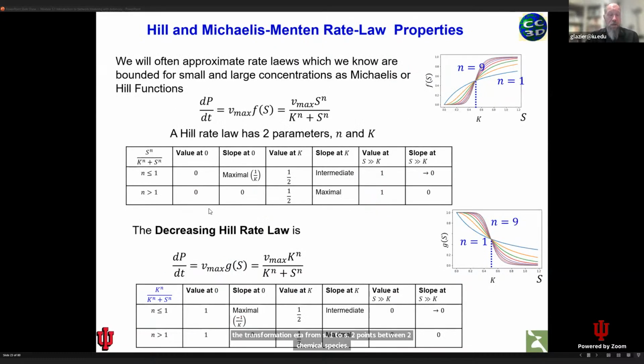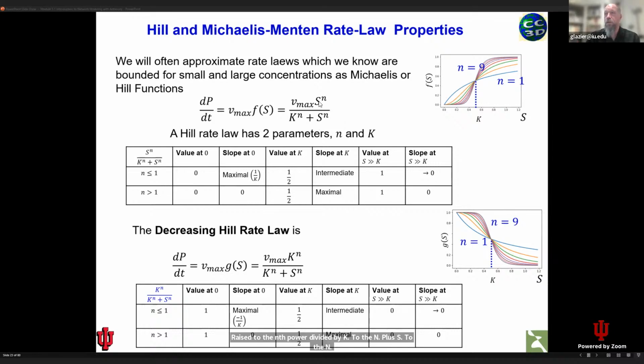Typically, we embody our ignorance about the rates of regulation in the form of sigmoids, S-shaped functions. And typically we use Hill functions. Hill functions are a very simple form of sigmoid. We say that the rate of production here of species P is the maximum rate of production, V max, times F, where F is a function between 0 and 1, depending on the regulator S: S to the n divided by K to the n plus S to the n.